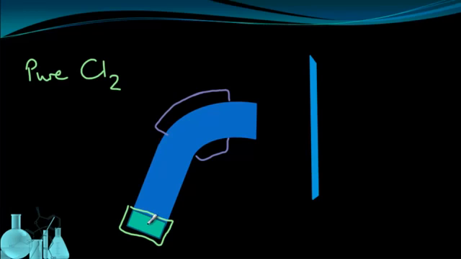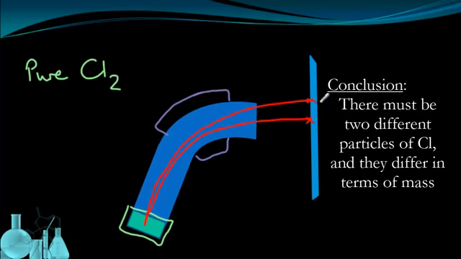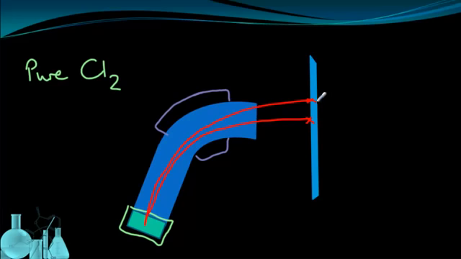Now what we see in this case is that one path of particles gets deflected and hits the screen here, and then we have a second path that follows very closely and gets deflected just a little bit less. And so from a pure sample of chlorine, we're seeing two paths of particles. What this tells us is that there have to be two different particles of chlorine that have different masses from each other. We can also tell which one of these collisions happens more frequently, because the detector screen will detect which location is being hit more often.